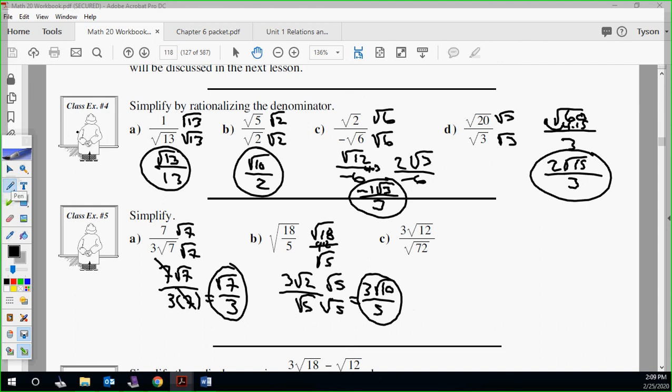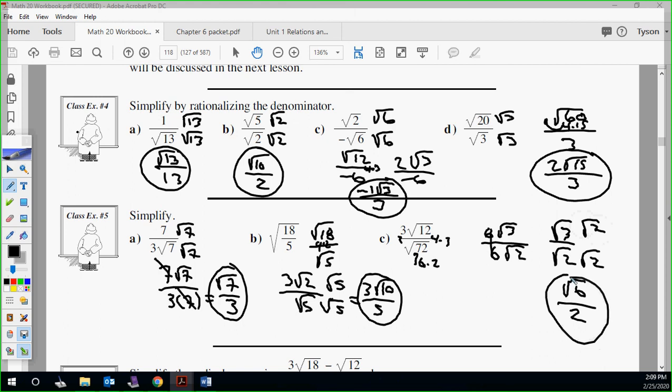Okay, so 3 root 12 over root 72. Let's break these two down real quick. Root 72 is 36 times 2, and root 12 is 4 times 3. So 4 comes out as a 2 on top, and this 2 hits the 3 there, so 6 root 3 is my new top. 36 comes out as 6 root 2. So my 6's cancel, so that's nice. So I only have to rationalize root 3 over 2, which gives you root 6 over 2. So that's that one.